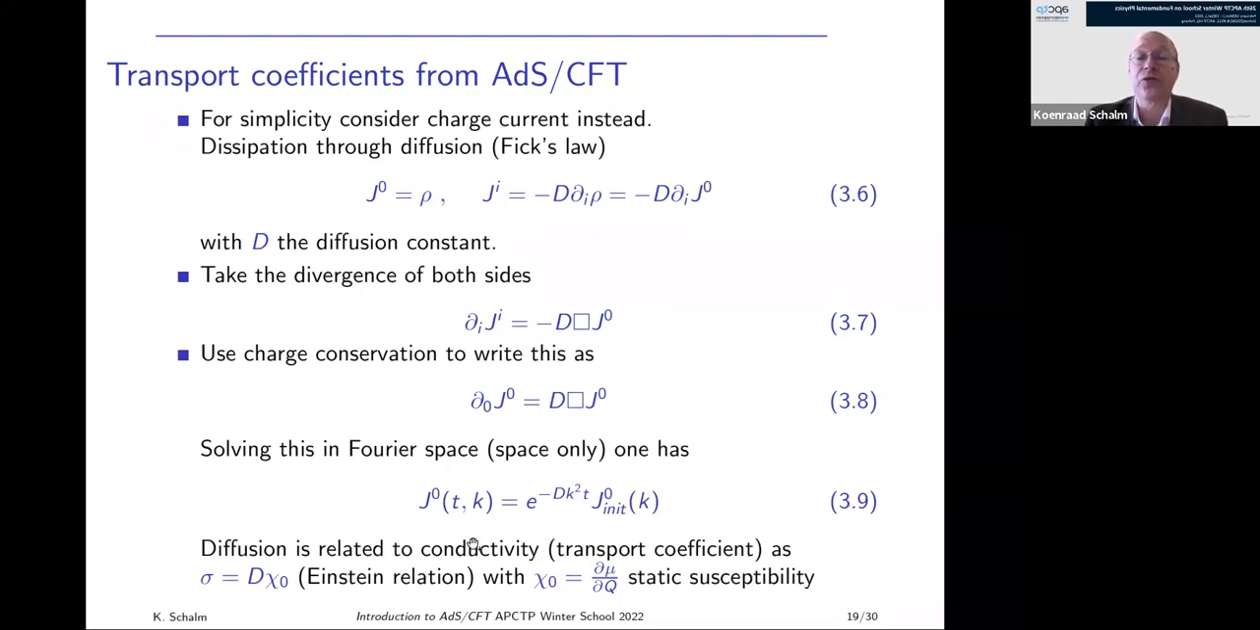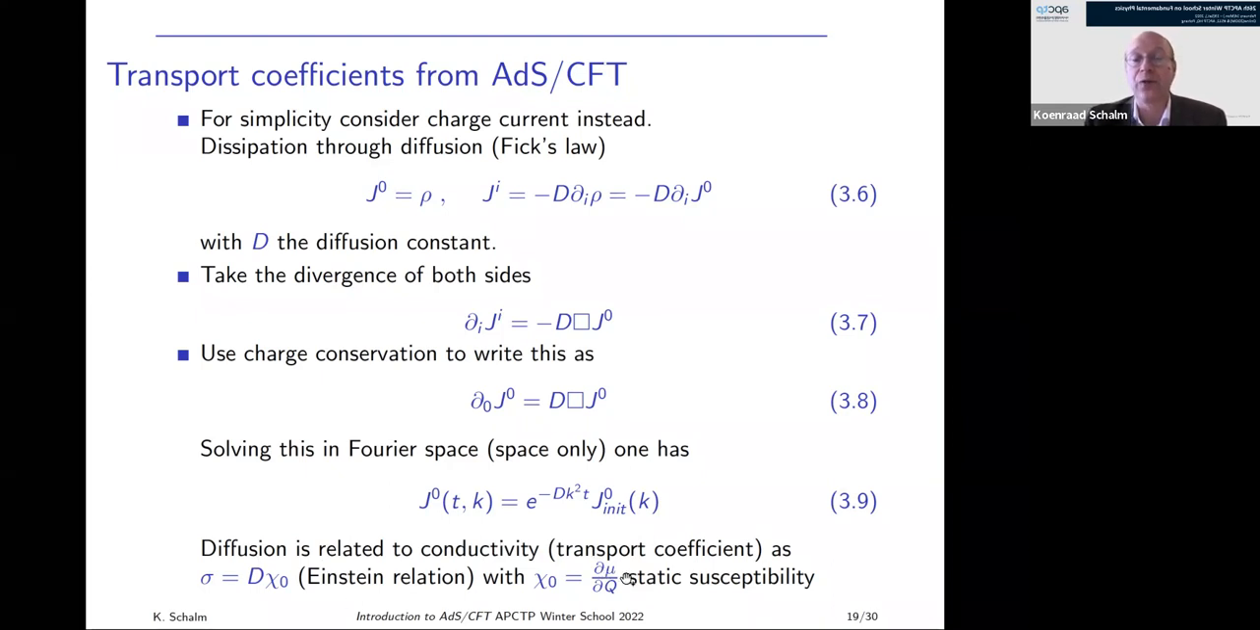Now, this diffusion is also related to the conductivity. The conductivity is the actual transport coefficient that appears in the constitutive relations. And it's related through the so-called Einstein relation, with chi0 the static susceptibility. It's how, if you change the charge of the system a little bit, the chemical potential of the system reacts. So the conductivity is related to the diffusion constant and a thermodynamic equilibrium quantity called the static susceptibility.